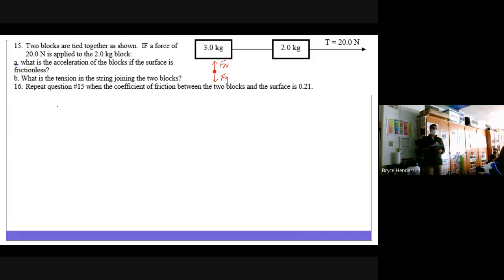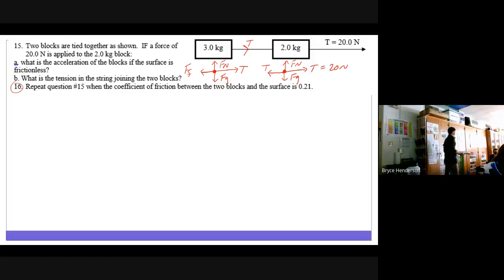If we are jumping straight to number 16, which we can do, there would be a frictional force backwards, and then a tension to the right, if we call this rope here a tension. Okay, what about on object 2? Same, right? FG. Then the tension with a given value of 20 newtons, and we have this tension as well. Multiple tensions.